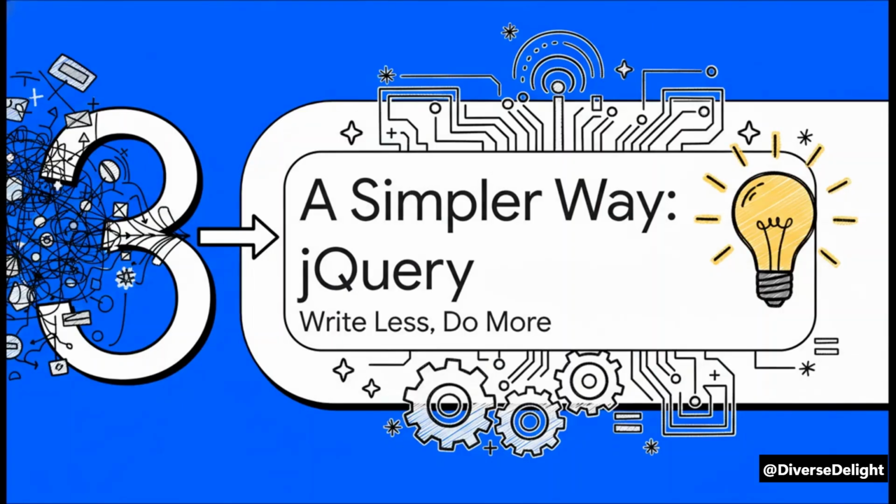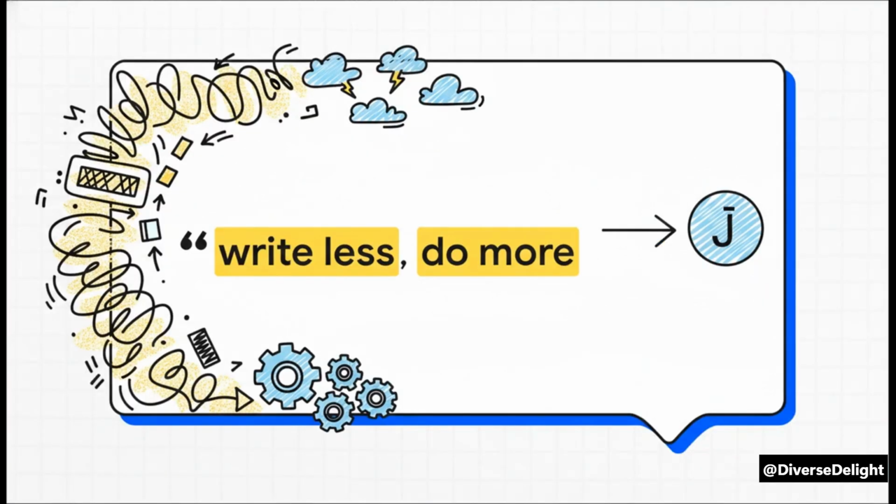So all this complexity and messiness created a huge opening for a better way. And then, in 2006, this thing called jQuery came along and just completely changed the game. It was a JavaScript library built on a really simple but revolutionary idea. This was their tagline, and it is perfect. It captures the entire philosophy.